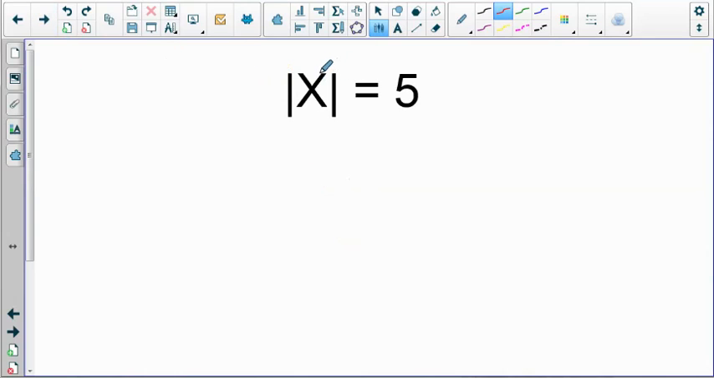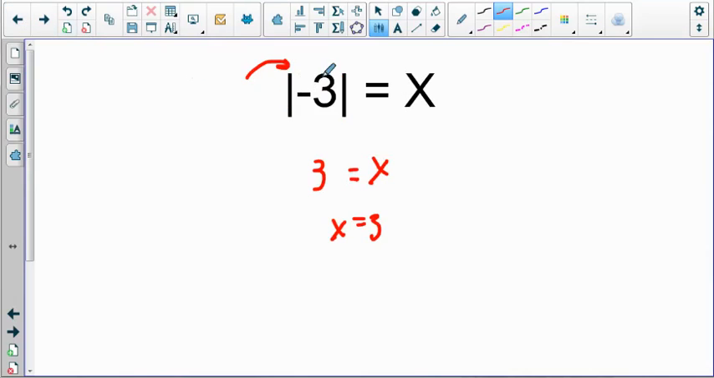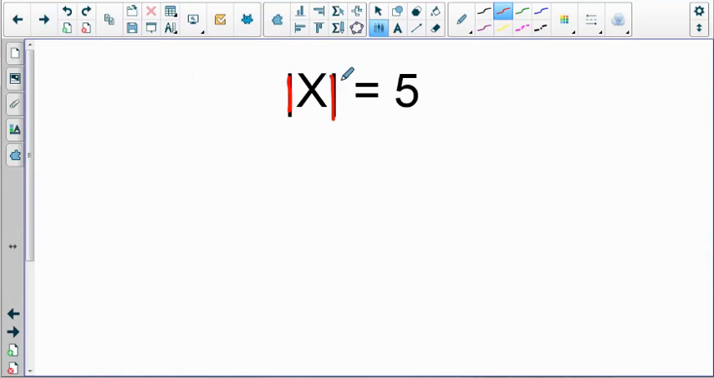Okay, now let's look at something different. Here, the x is inside of the absolute value bars. So what it's saying is what number or numbers is 5 away from 0? Back here we said x is this many away from 0. Here we're saying what number or numbers is 5 away from 0? Well, there are two numbers that are 5 away from 0, because 5 is 5 away from 0, but there's another number that's 5 away from 0, and that is negative 5. So you see here, since the variable's inside of the absolute value bars, there can be two answers. Okay?